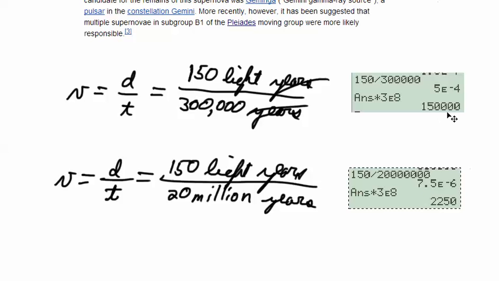So this would give you the average outward velocity of the particles to create that bubble, 150,000 meters per second, or 2,250 meters per second. Now that would just be the average velocity that would be needed in order to create the bubble, depending on the time at which it was created.